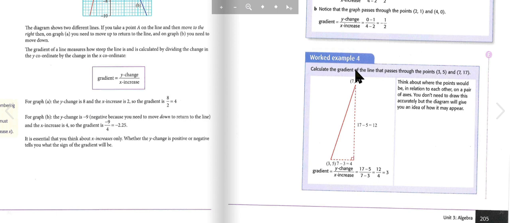Worked example 4. Calculate the gradient of the line that passes through the points (3, 5) and (7, 17). Think about where the points would be in relation to each other on a pair of axes. You don't need to draw this accurately, but the diagram will give you an idea of how it may appear. So the gradient is 17 minus 5 divided by 7 minus 3, or 12 over 4, which is 3.